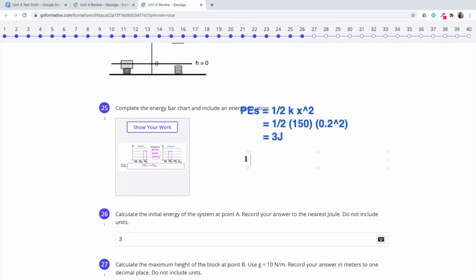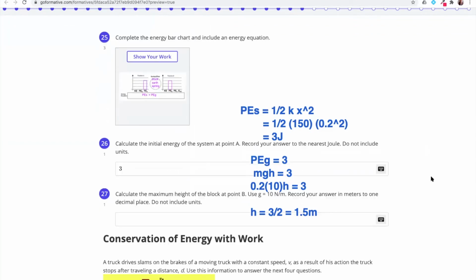In this case, that means PEG must also equal 3. So mgh equals 3. That's a mass of 0.2. It says use gravity as 10. The height is unknown, and let's solve for h. Dividing by 2 on both sides, h equals 3 over 2, or 1.5 meters. Since this is a calculate problem, you'll notice that I don't need to include units or anything. I'm just going to call this 1.5.